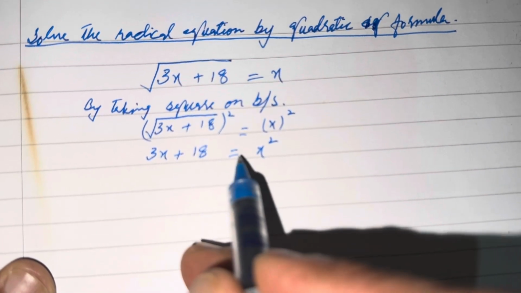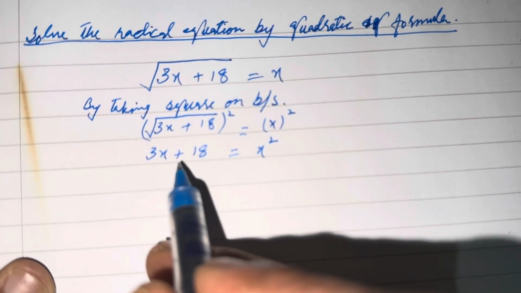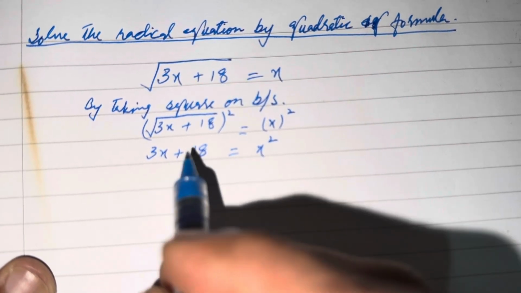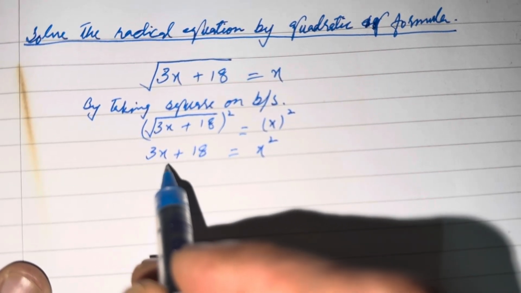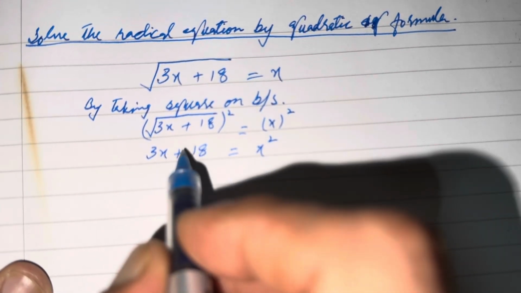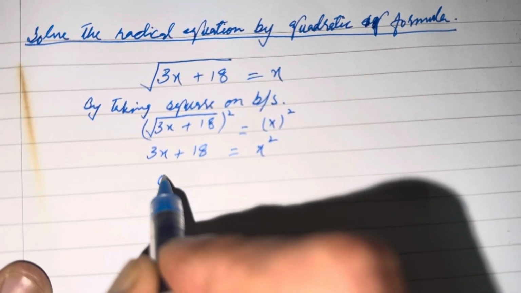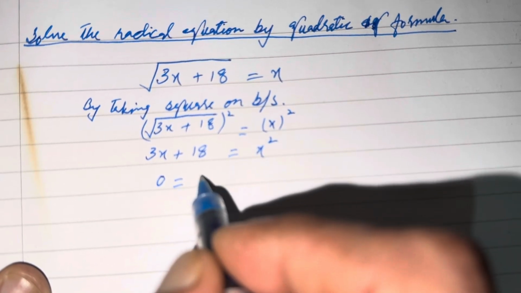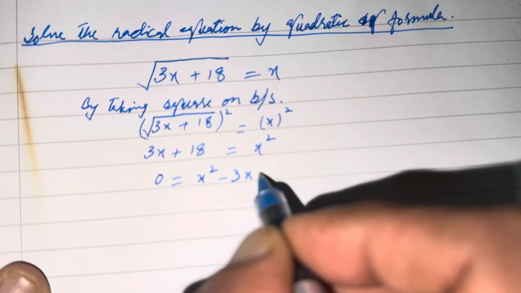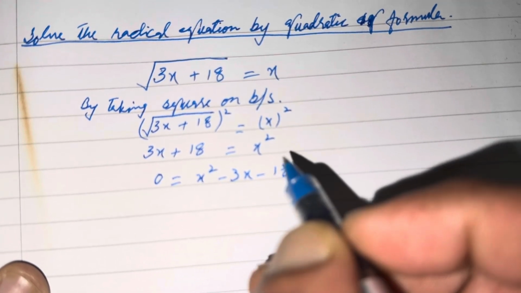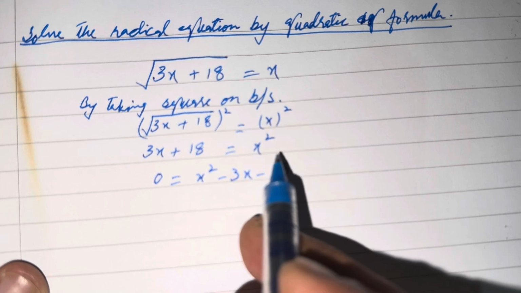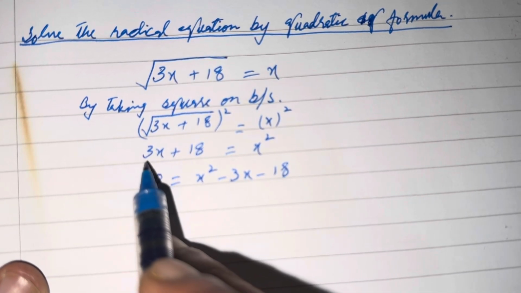So now arrange all the terms to make the quadratic equation. That will become like, take the left hand side to the right hand side, so that will become like 0 is equals to x square minus 3x minus 18. So if you take these two terms on the other side of the equation, the signs will be changed.